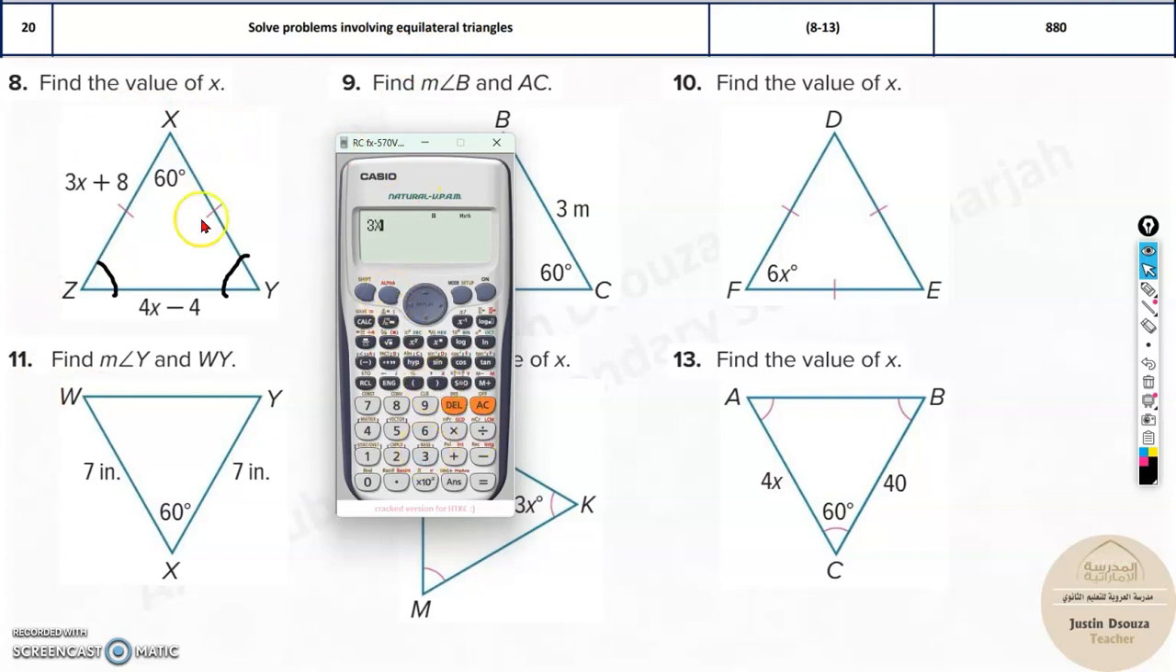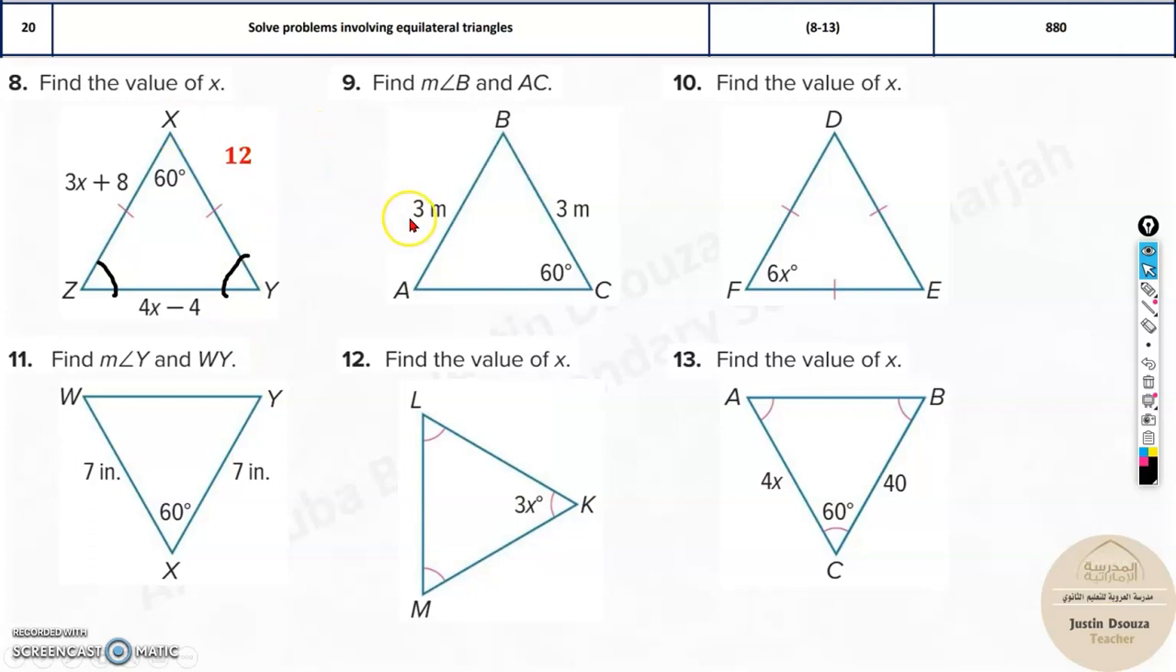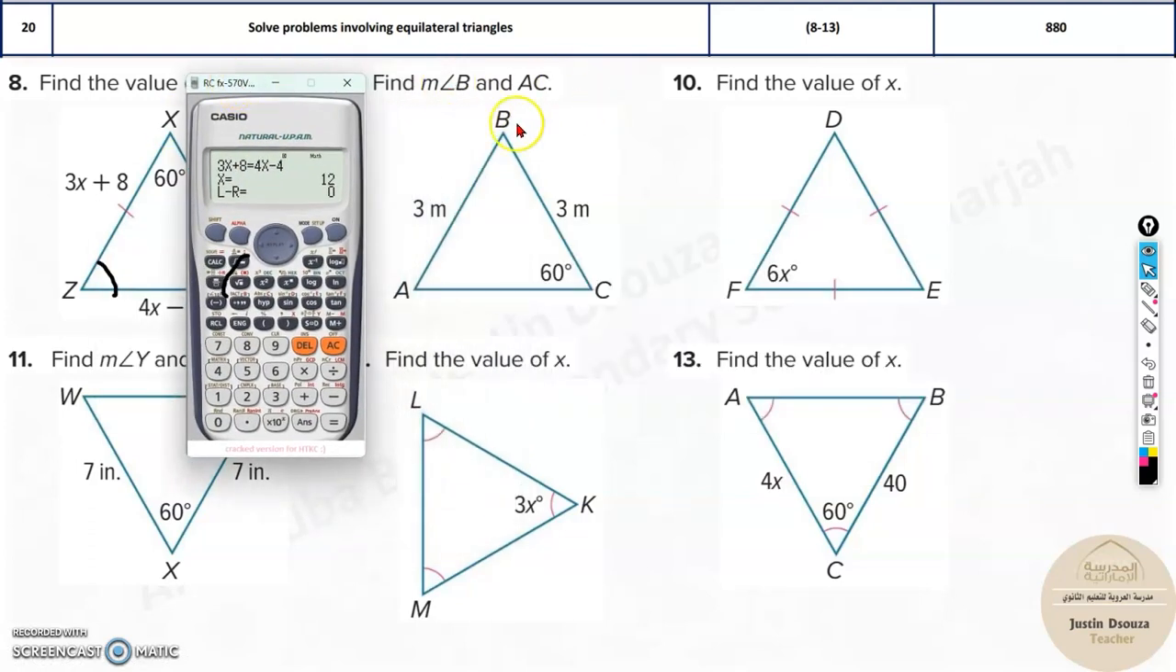So all you need to do is 3x plus 8 equals 4x minus 4. This is 3x plus 8 equals 4x minus 4. And now you need to press shift and solve. What is the answer? 12. So the answer over here is 12. That's it. Now what about B?